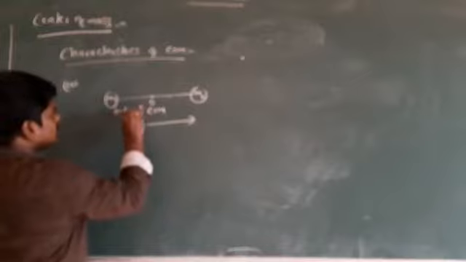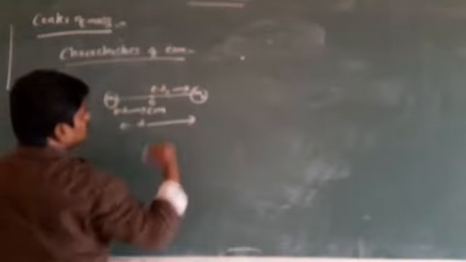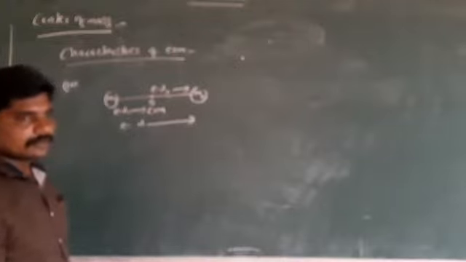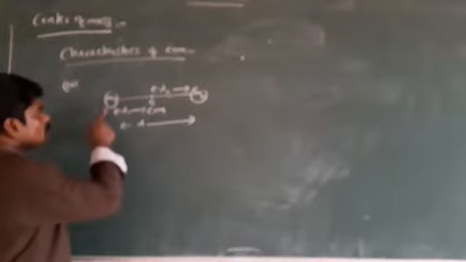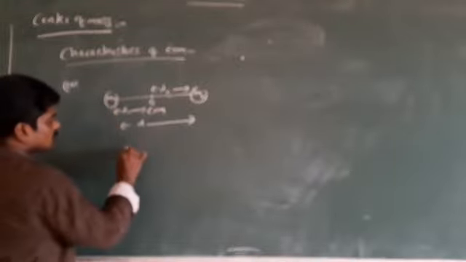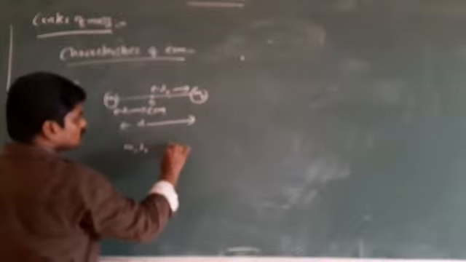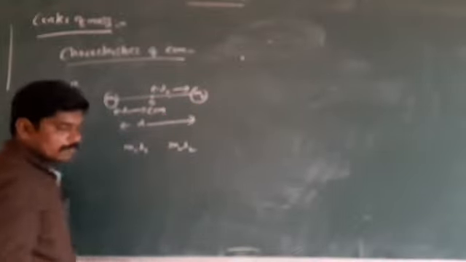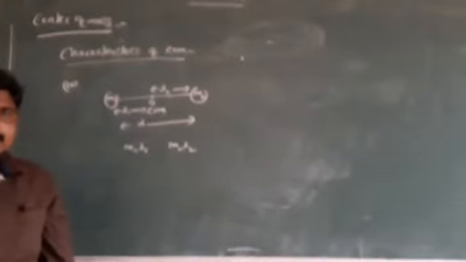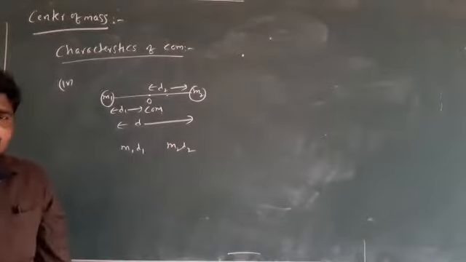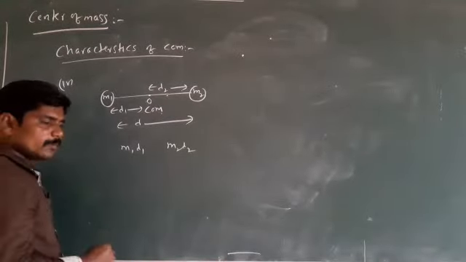Let d1 be the distance of m1 from the center of mass, and d2 the distance of m2 from the center of mass. Now the moment of mass about the center of mass: the moment of the mass m1 about the center of mass we can write as m1 d1, and the moment of mass m2 about the center of mass as m2 d2. Mass times the distance of that mass from the center of mass is called the moment of mass. The sum of the moment of masses about the center of mass is 0.